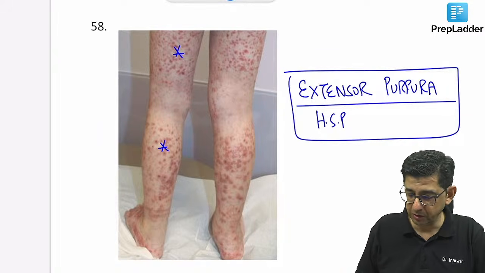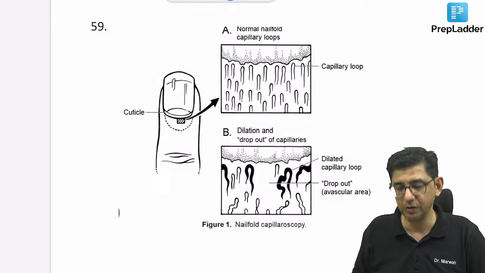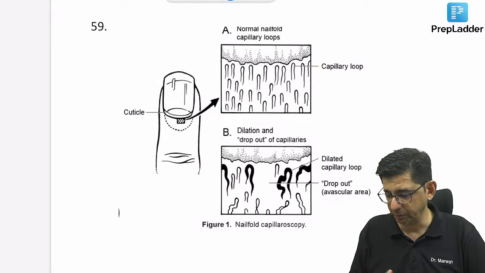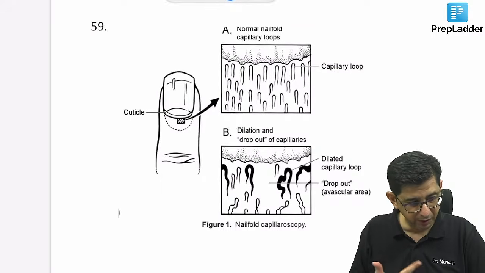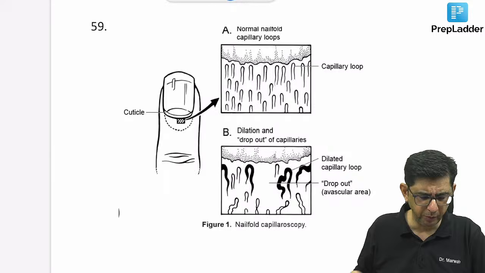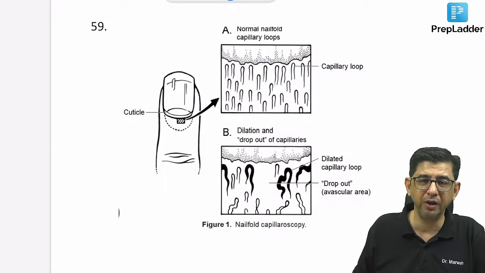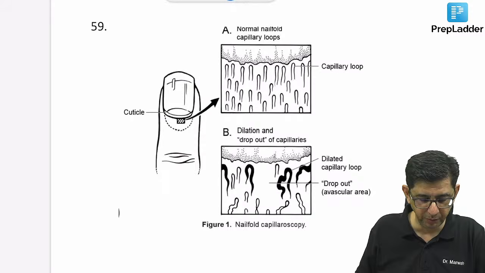Extensor purpura is a feature of Henoch-Schonlein purpura. Okay. The platelet count will be normal, and because the platelet count is normal, in that condition we call it non-thrombocytopenic purpura. And we can have abdominal and renal involvement, but renal is less common now. If renal is there, then you could even have hematuria as a presentation.